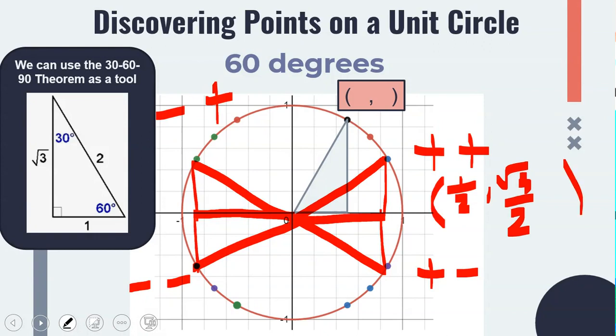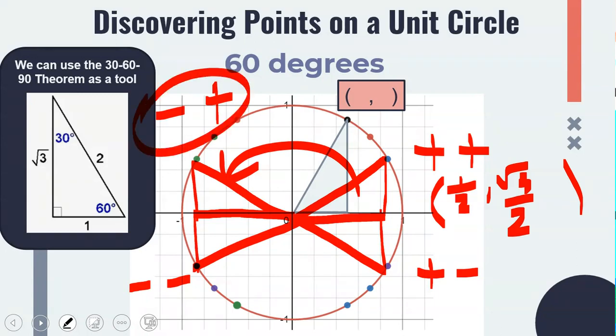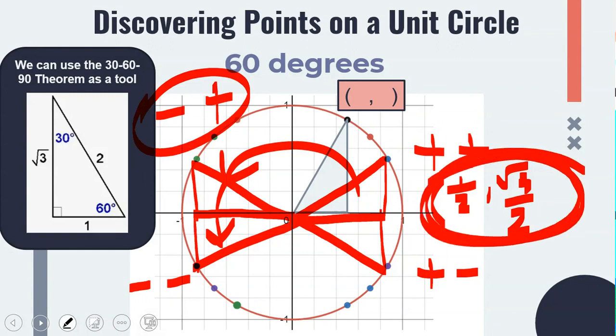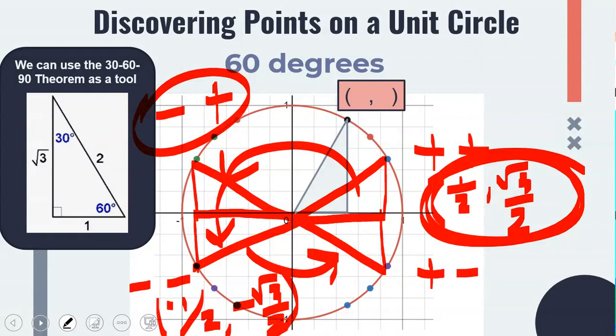So if we go over to quadrant number 2, it's going to be negative 1/2, positive root 3 over 2. If we move over this way, we're going to take that coordinate 1/2 root 3 over 2 and change it to negative 1/2 root 3 over 2. If we put it into this quadrant right here, quadrant 3, take this coordinate 1/2 root 3 over 2 and make them both negative. So negative 1/2, negative root 3 over 2, right? Moving over to this one, the x coordinate is going to be positive, so we'll have positive 1/2. The y coordinate is negative root 3 over 2.